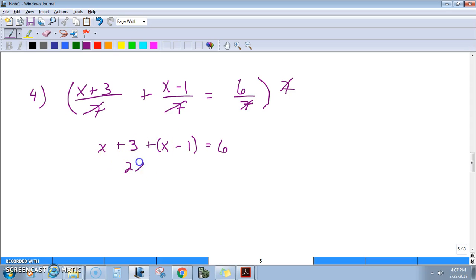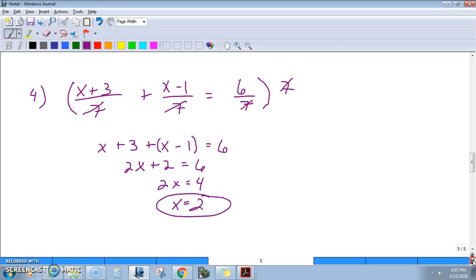We have 2 x's and 2 regular numbers, 2 constant values, equals 6. Subtract 2 from each side. 2x equals 4. Divide both sides by 2, and x is just equal to 2. And since there were no restrictions, because we didn't have any variables in the denominator, it's just going to be a great answer. Okay, just 2.